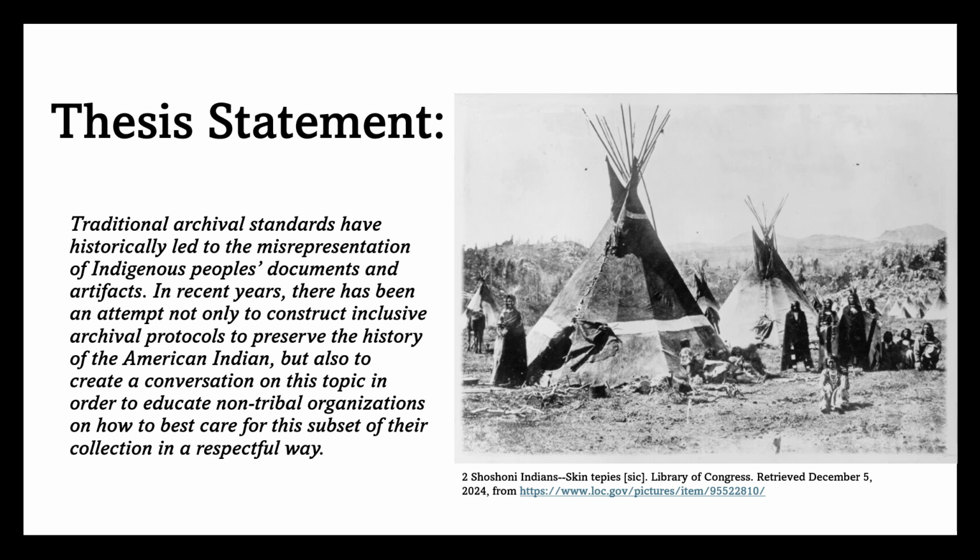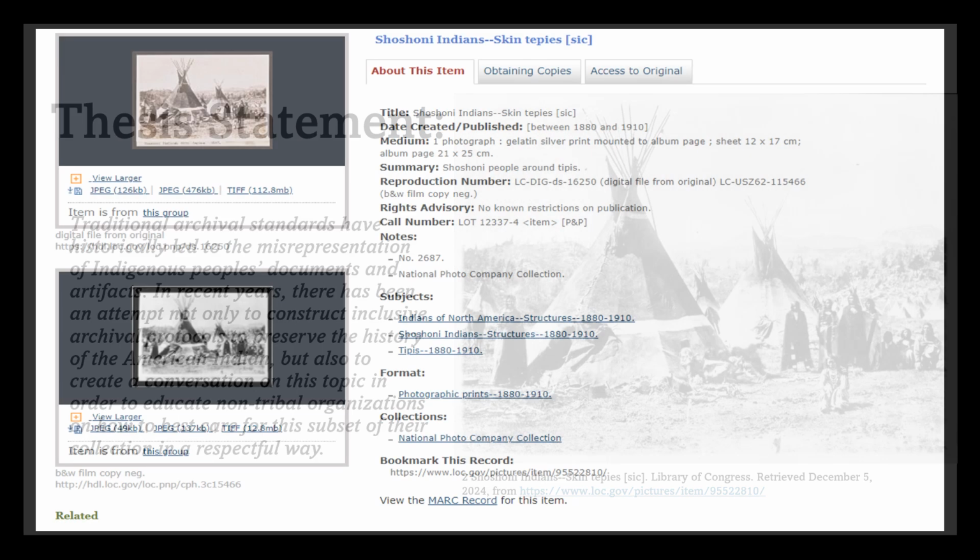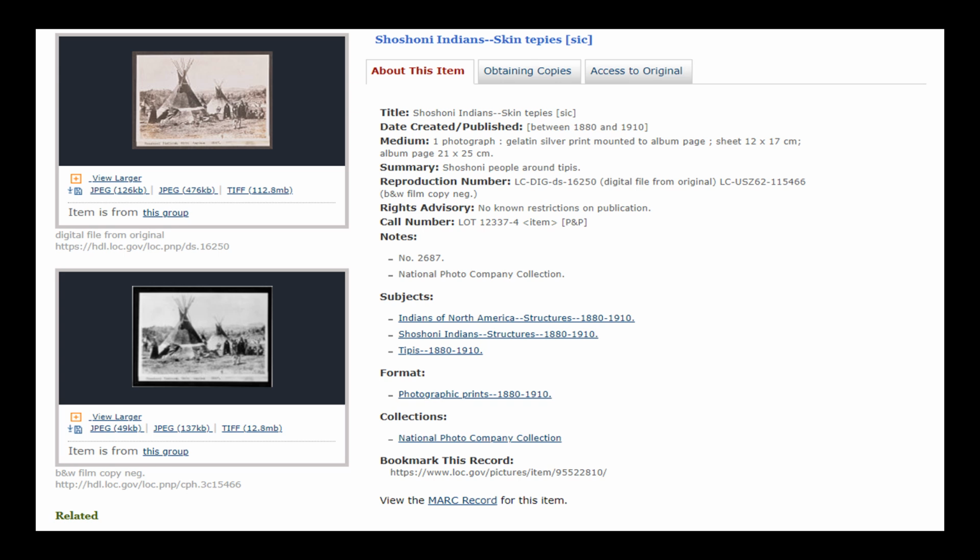Please note at the right side of the screen, the Library of Congress record Shoshone Indian skin teepees, and you'll note there is a little sic next to the word teepees. That is because this word is misspelled, and you can see even in this very limited record issues that need to be revised.